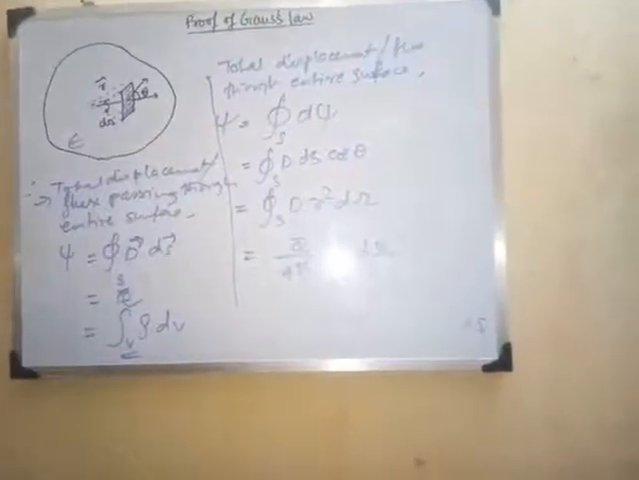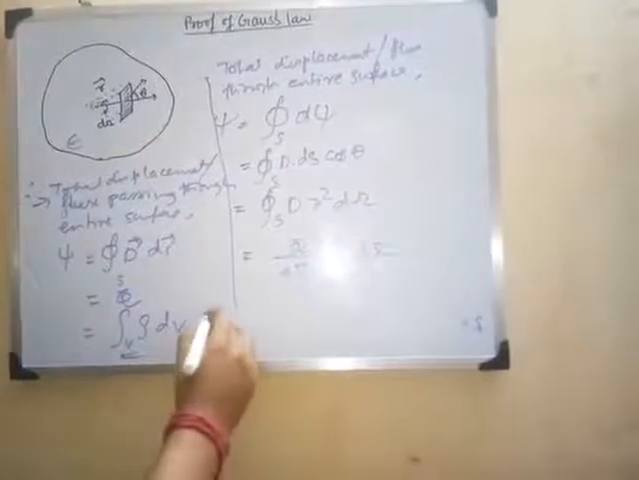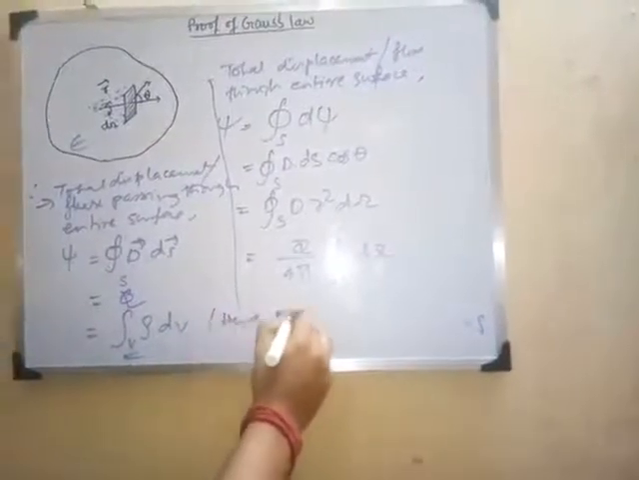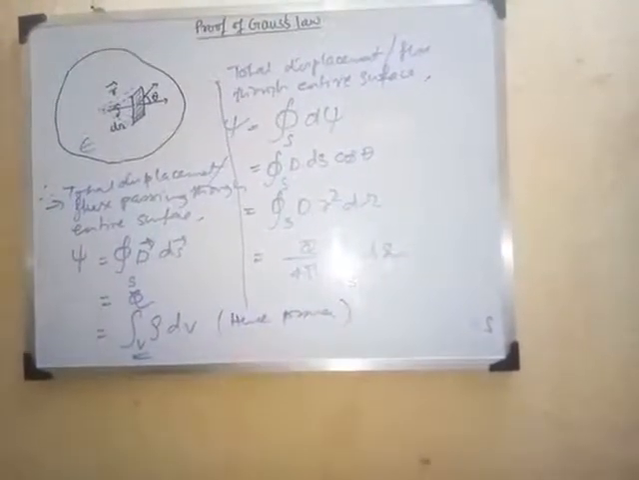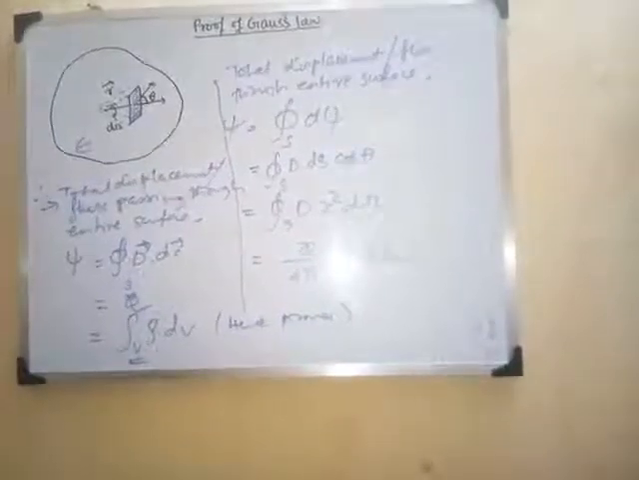Up to this is okay. So hence proved. This is the proof of Gauss law.